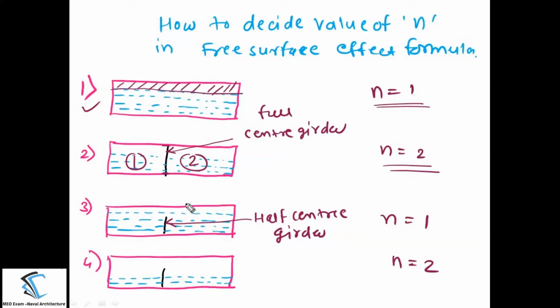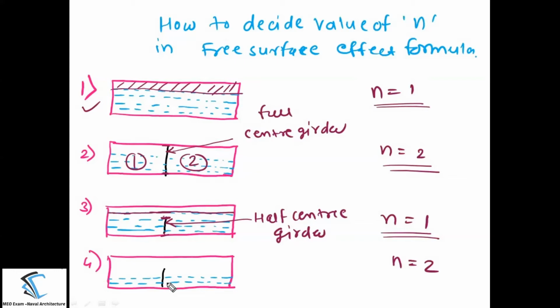Now coming to the third condition where we have a half center girder, means the center girder is starting from the bottom of the ship up to some height, and now there is water here, there is some free surface effect, but the level of the water is above the top of the half girder. You can see it is passing here and the half center girder ends here. So in this case it is not working as 2 compartments, it is working as 1 compartment only. You will have N is equal to 1 only.